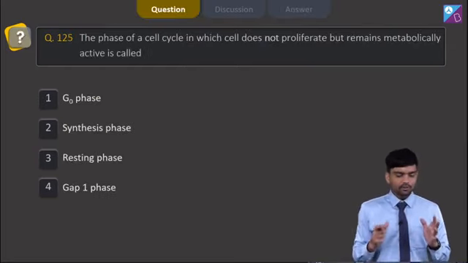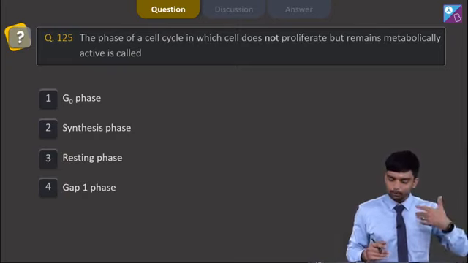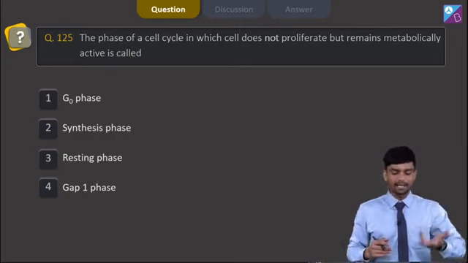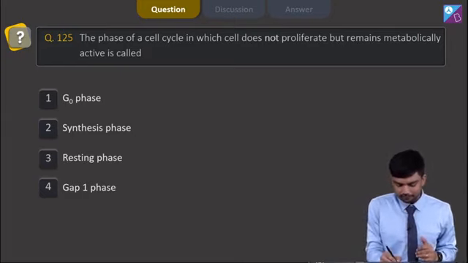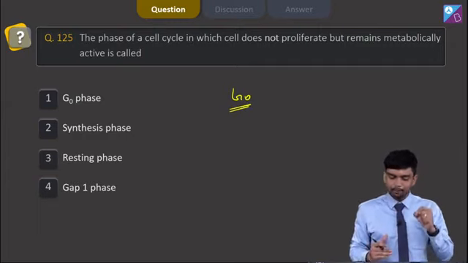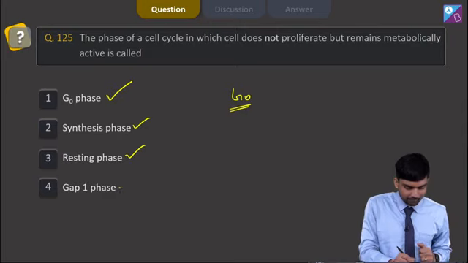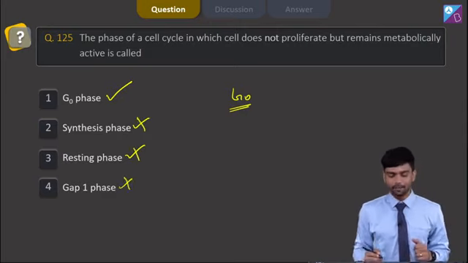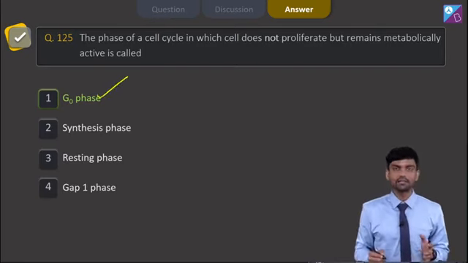We move to question number 125, which says the phase of a cell cycle in which the cell does not proliferate but remains metabolically active is, understand, when I'm talking about this stage, G0 is the phase in which the cell remains metabolically active but is not actually proliferating. So we have options G0 phase, which is actually right, S phase, resting phase and gap 1 phase, all of which are incorrect. So we have option number 1, that is G0 phase, as the right answer.